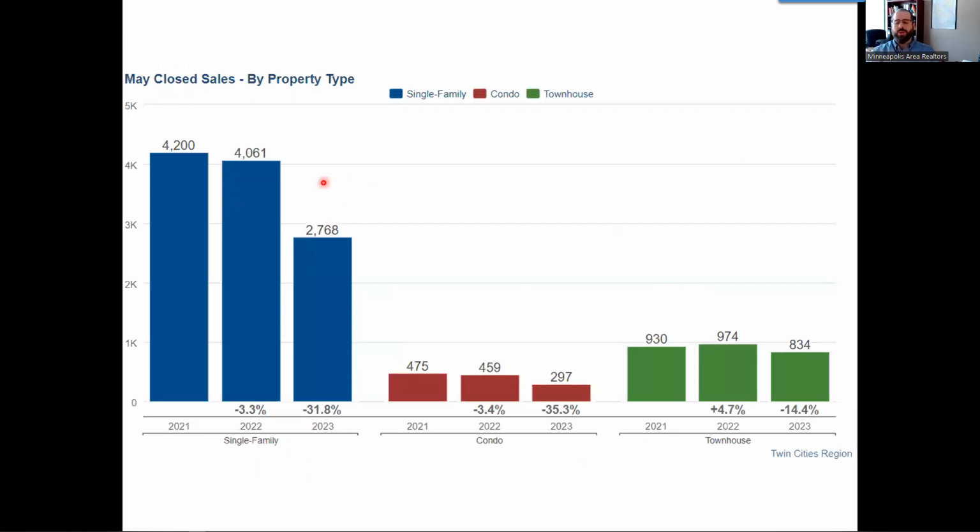All right, closed sales by property type, getting back to our metro here. Time check, 2:43. I think we're doing okay, though we might have to speed up just a little bit. Single family is down about 32, condos down about 35, townhomes, interesting, down only about 14. So not the biggest gainer, but it's the smallest loser. That's a good thing.